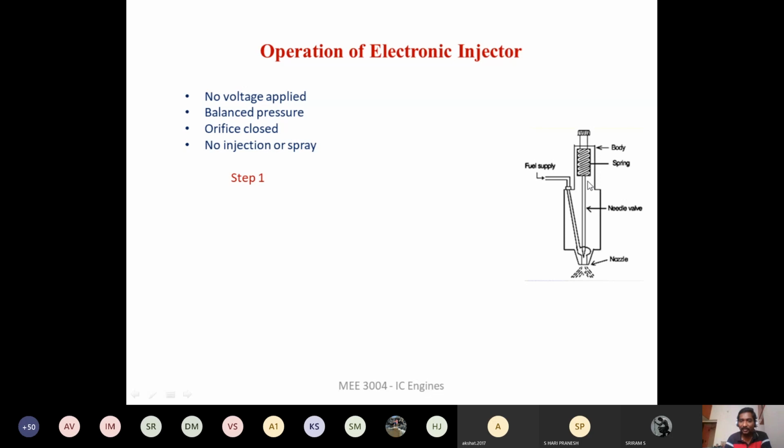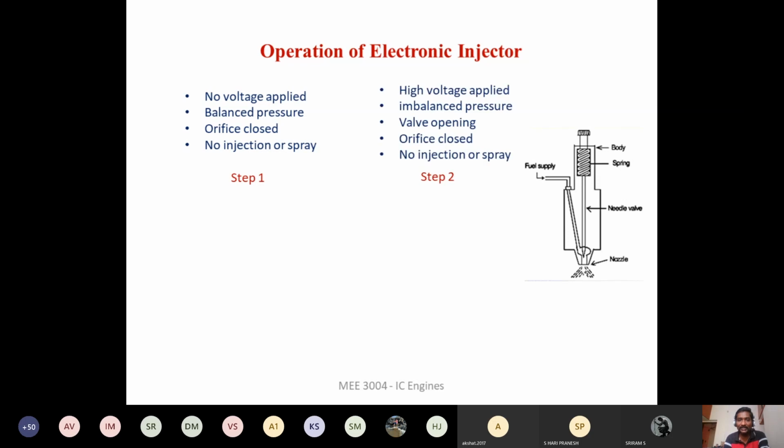When the portions below and above are at the same pressure, it is going to be closed. Now let us say the fuel that is present above is drained, or somehow we make it leave. Here at the top the pressure is going to be less, at the bottom the pressure is going to be more, so the needle is going to move up. When it moves up, the valve opens, the orifice opens, and injection happens. So in the first step there is no voltage applied and there is a balanced pressure, so the orifice is closed and there is no fuel injection.